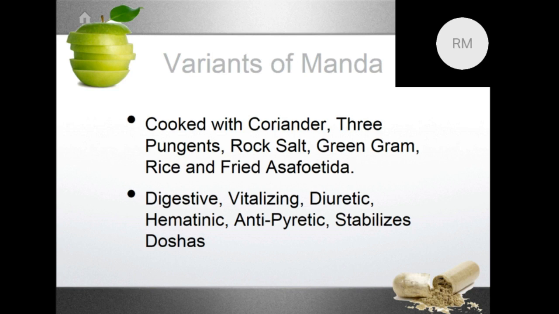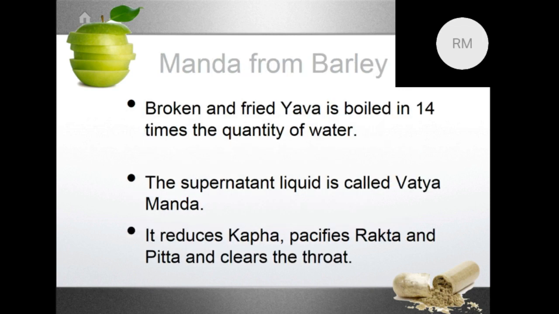And this type of manda is extremely digestive. It is vitalizing. It is hematinic. It improves the quality of the blood. It pacifies fever, and it also stabilizes the doshas. So even barley can be used. Instead of rice, you can use barley and again boil it in 14 times the quantity of water. And once the grains are fully cooked, then you can strain the supernatant liquid.